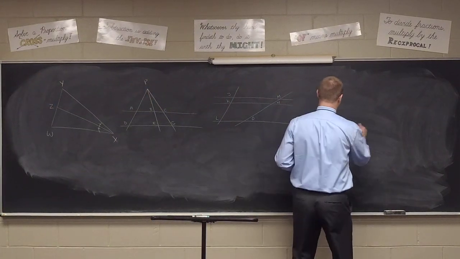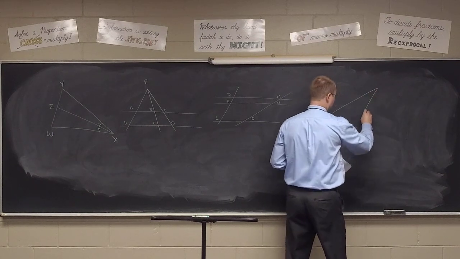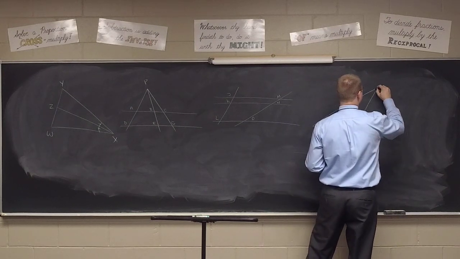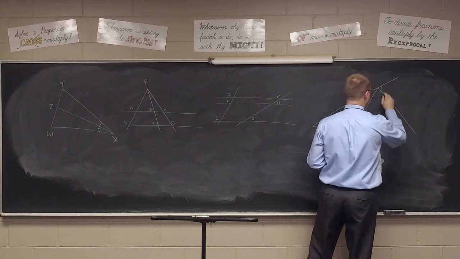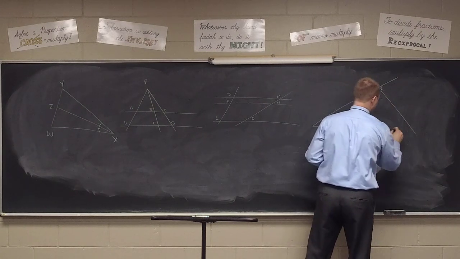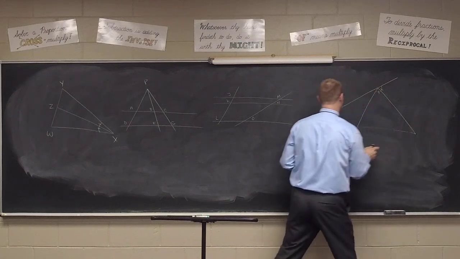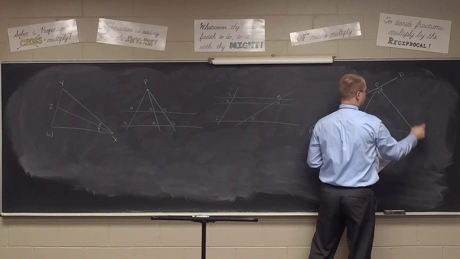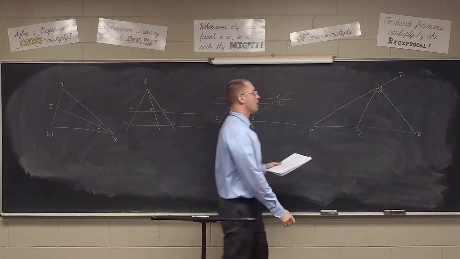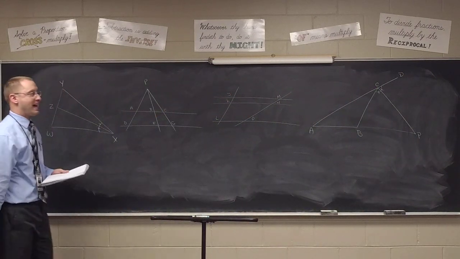The next picture, I've got a triangle. And one side of the triangle has been extended to form an exterior angle, which is then bisected. This side is extended out here to meet the bisector. Let's call this triangle A, B, C. We'll call the extension D, and we'll call this point down here P. What proportion can we write based on that picture?